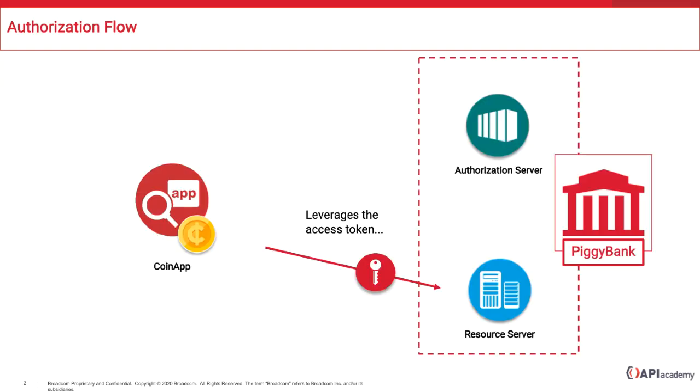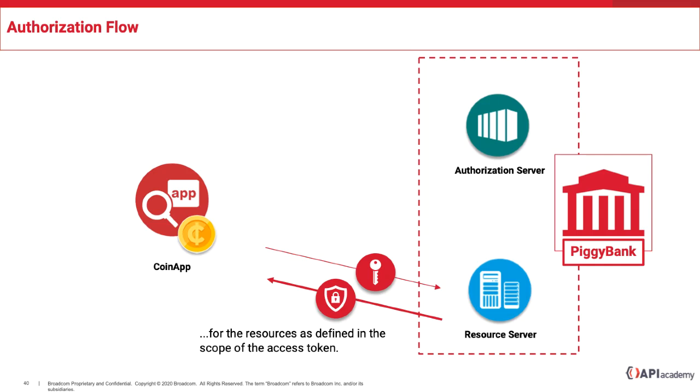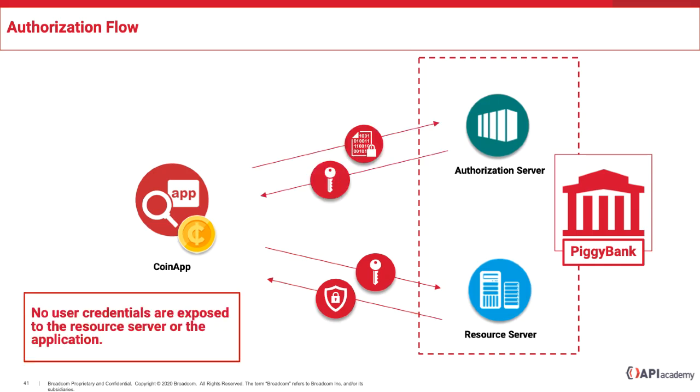Now, back to our flow. The application then leverages the access token for the resources from the resource server, as defined in the scope of the access token. No user credentials are ever exposed to the resource server. The same goes with the client application. The credentials are exclusively kept between the resource owner and the authorization server.